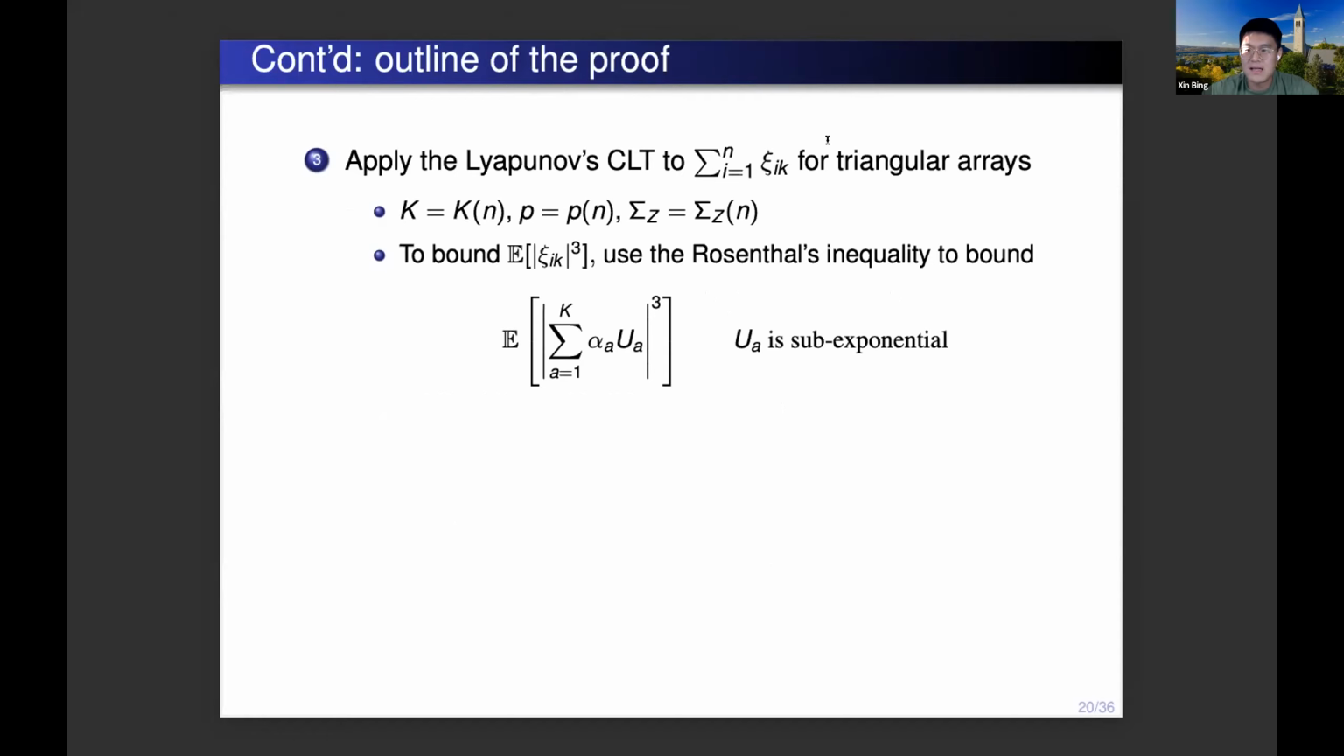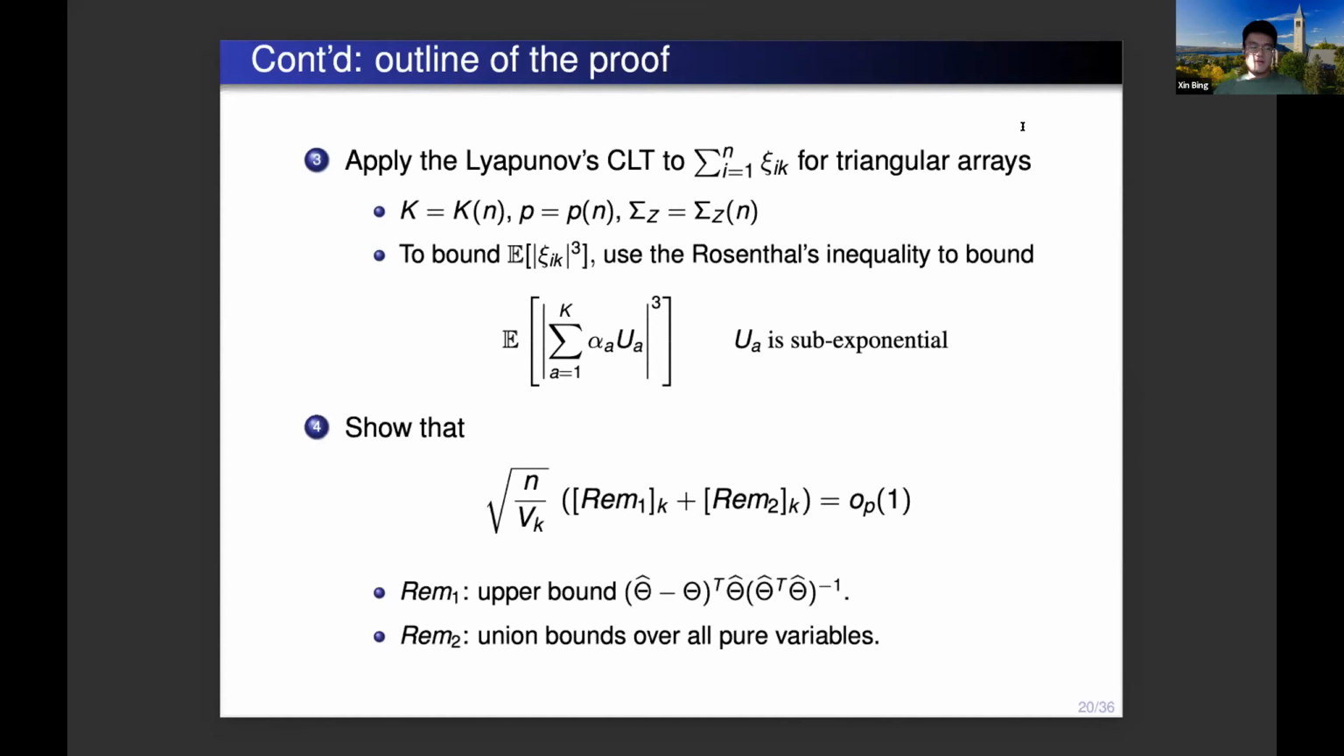And the third step is to apply the Lyapunov central limit theorem to the sum of those independent terms. Because of the triangular array structure, since psi_ik contains terms involving K, P, and Sigma_Z, all of which are allowed to grow with N, this term exhibits some triangular array structure. One needs to apply the Lyapunov central limit theorem by checking the third moment of each of these terms. And to bound the third moment, we need to use the Rosenthal inequality to bound the sum of certain sub-exponential random variables.